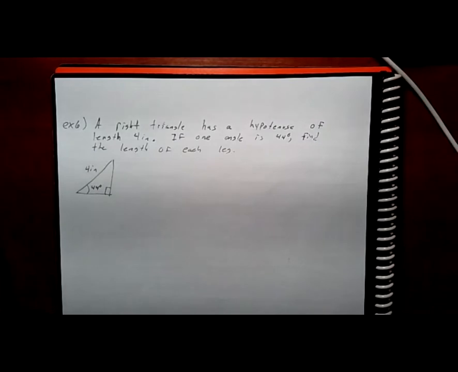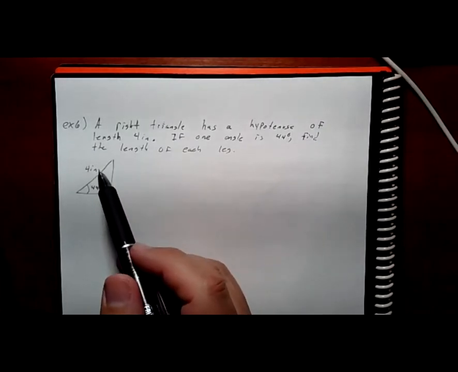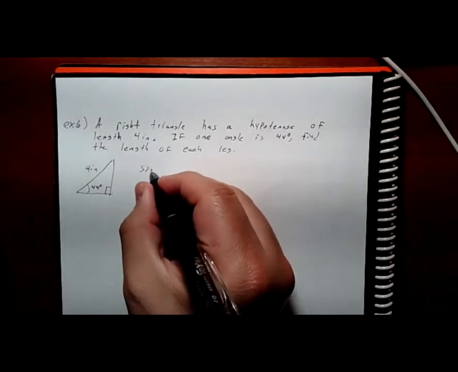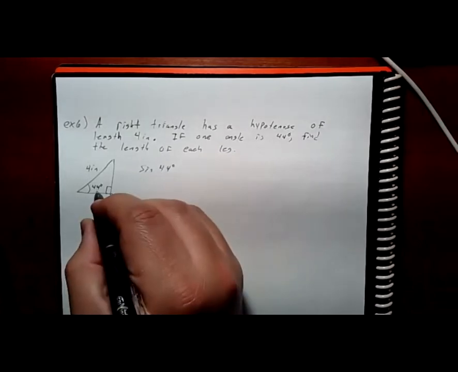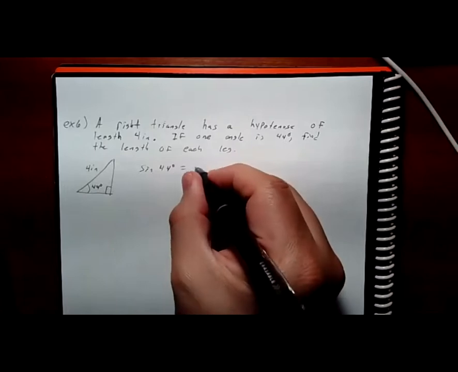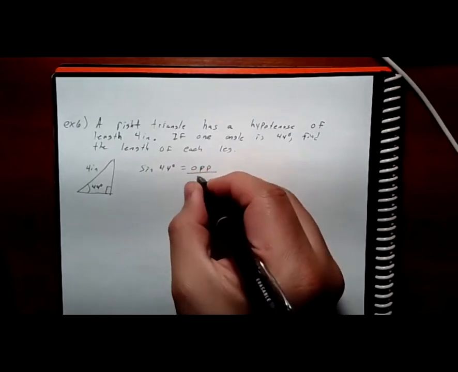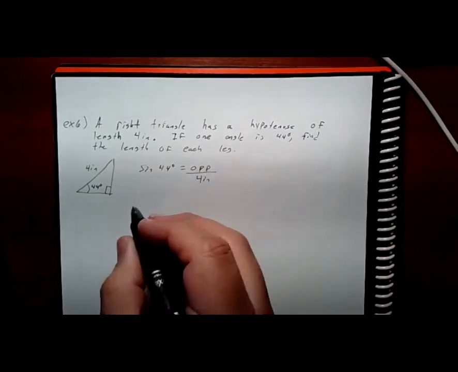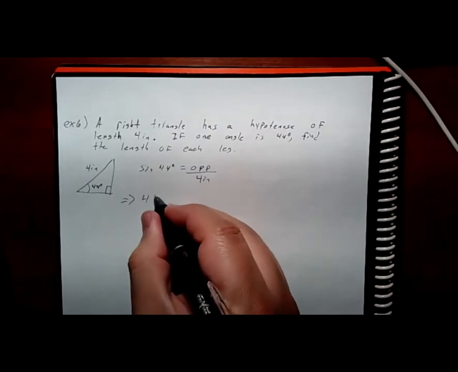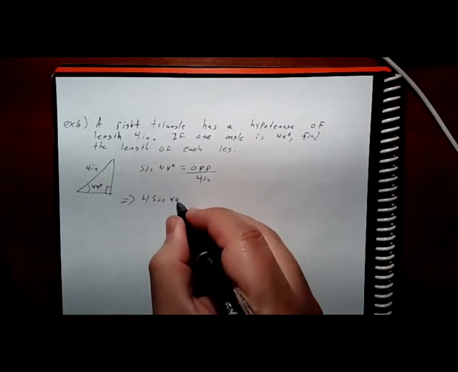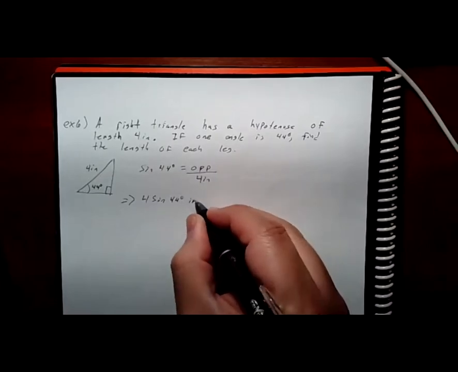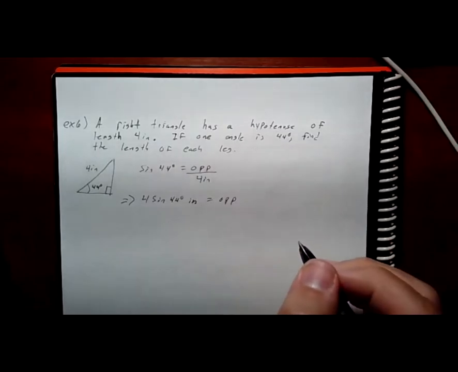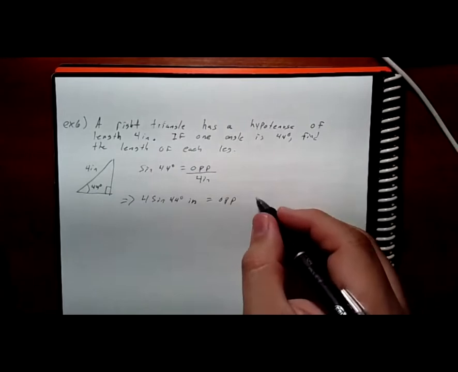So we can use any trig function that incorporates a hypotenuse to help us solve the missing sides, okay? So I'm going to use sine of the 44 degrees. That's equal to the opposite side, which is unknown, over the hypotenuse. So multiply both sides by 4. That would give me 4 sine 44 degrees in inches equal to the opposite side. So what would that be?